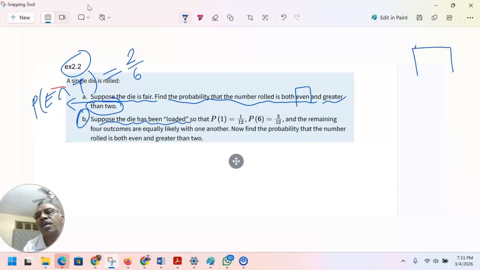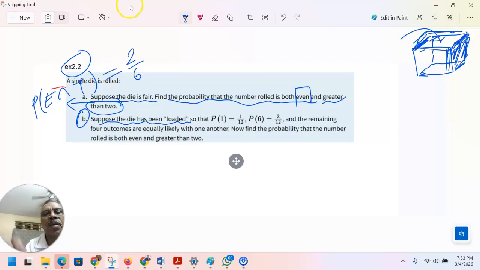Now what is the meaning of loaded? When you roll a die, it's not fair; it's biased. One side could be a little heavier, so one number could be repeated more often because of the bias. It is weighted on one side maybe. That's why they gave us something like this.